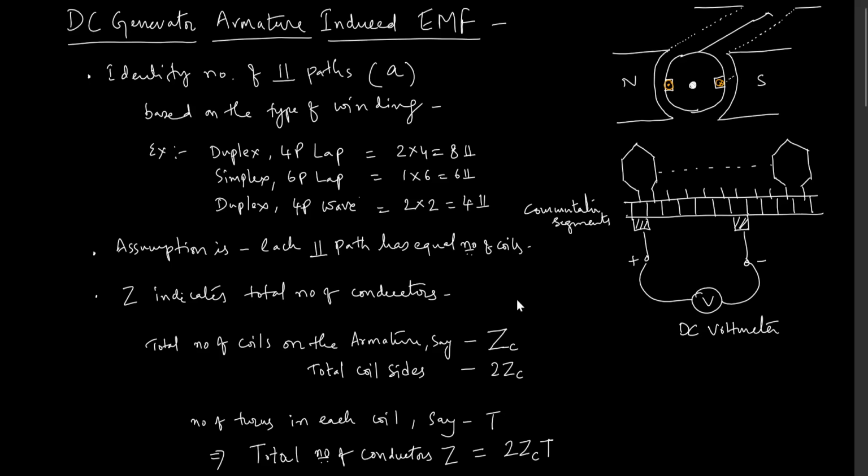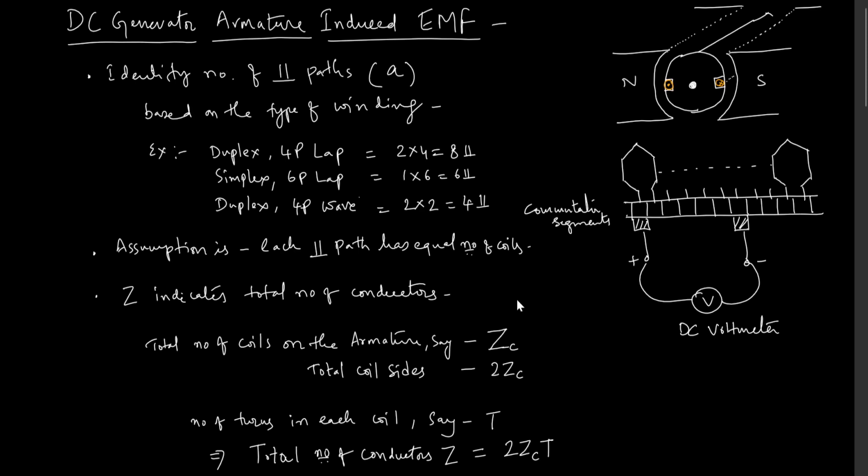So till now we have discussed the different types of armature windings in a DC machine, and we came to know how many parallel paths exist in various types of DC machine armature windings. Now in this lecture we will try to derive the expression for the DC generator armature induced EMF. After this we will talk about the problems with commutation.